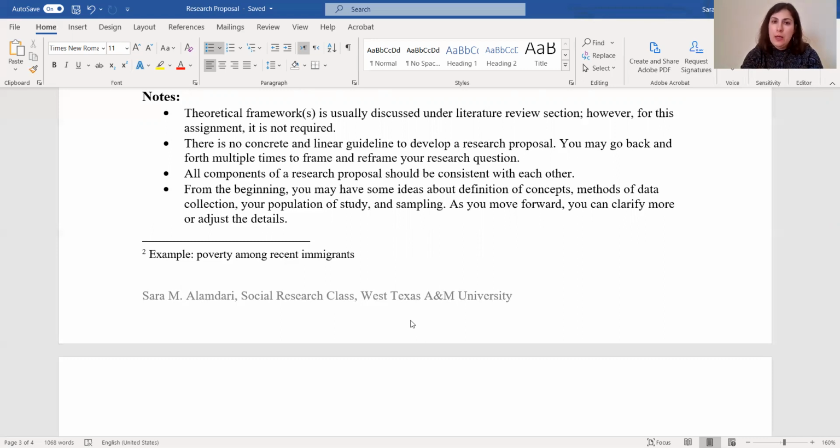From the beginning, you may have some ideas about all the components, about the definitions, about your participants, sampling, methods of data collection, your data analysis. And as you move forward, you may clarify and adjust the details, and that's totally fine. And that's the way research is done.